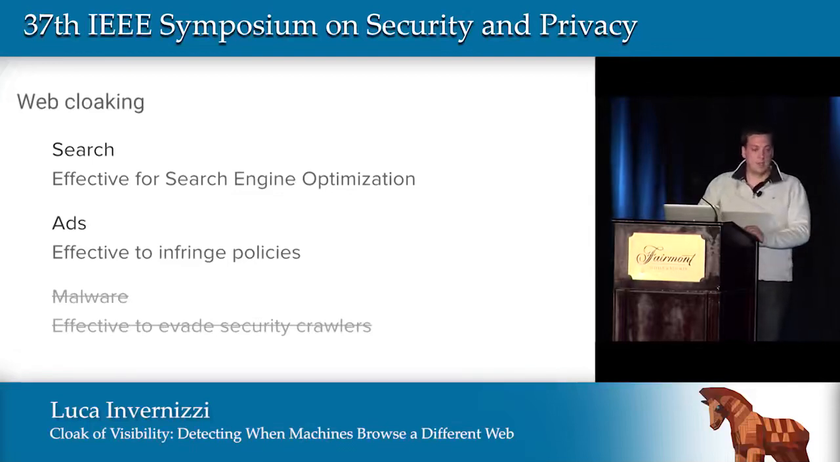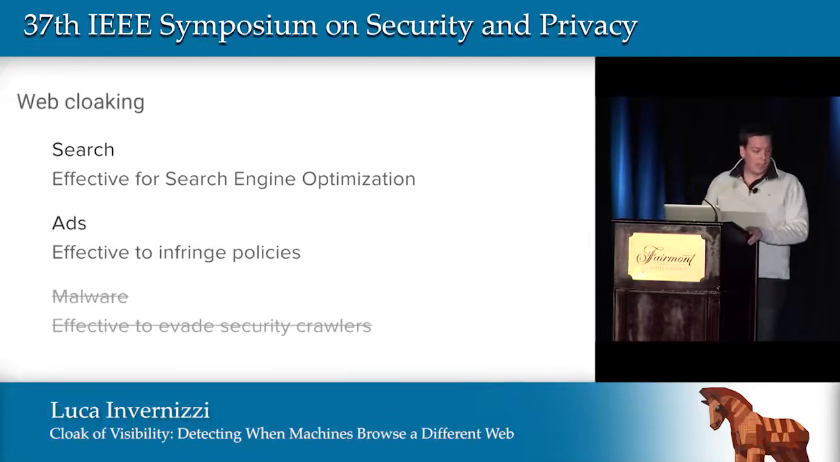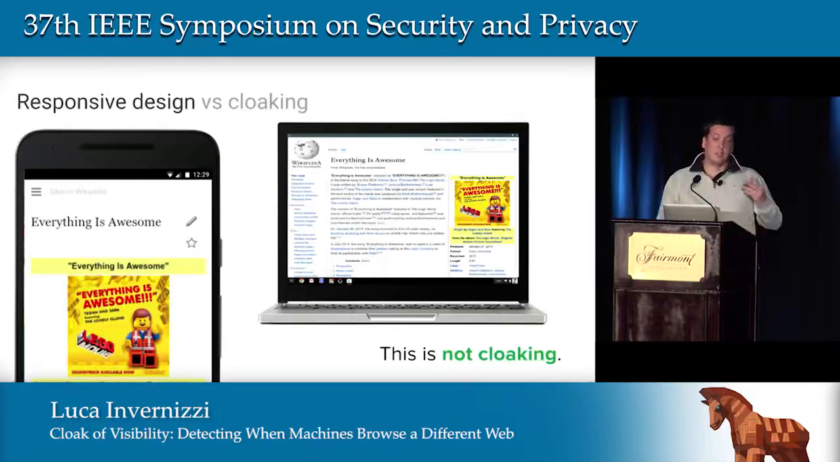One is SEO, so artificially inflating your website rankings by providing a different view to Google and Bing, and also to infringe ad policies. Ad companies check content before putting it online, so if you want to avoid this check, you can just present something else to the ad company. It's also used for malware distribution, by flying under the radar of security bots, but we're not going to talk about that today. So the definition of cloaking has become less clear-cut over time because of responsive design.